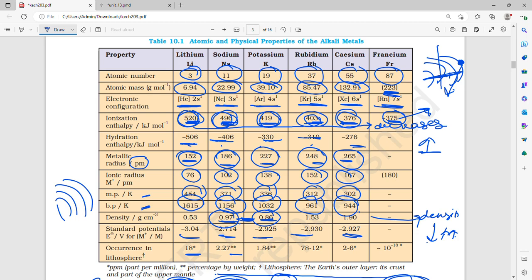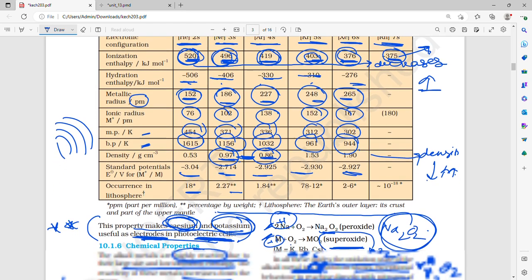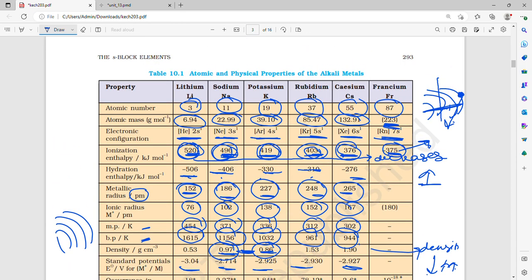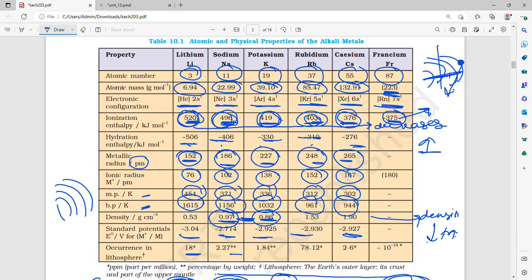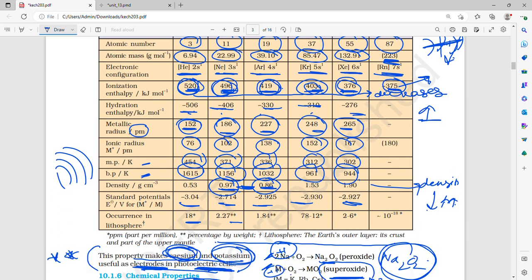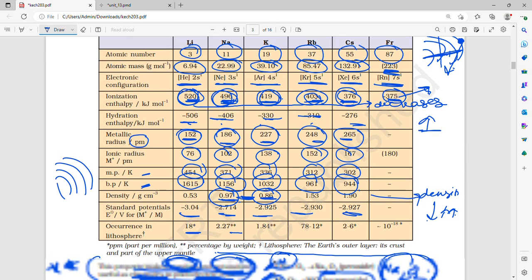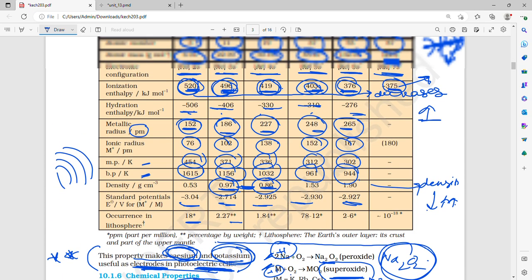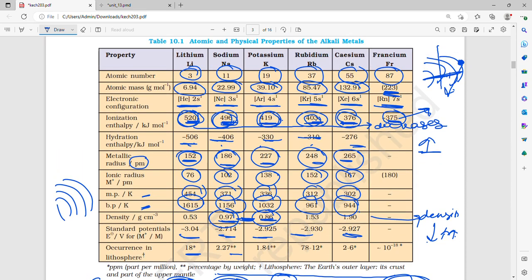Then atomic number, atomic mass, ionization enthalpy. Ionization enthalpy decreases from lithium to sodium, potassium, rubidium, cesium, francium. It is constant, there are no exceptions. In hydration enthalpy, again the same. Hydration enthalpy decreases as the size increases.